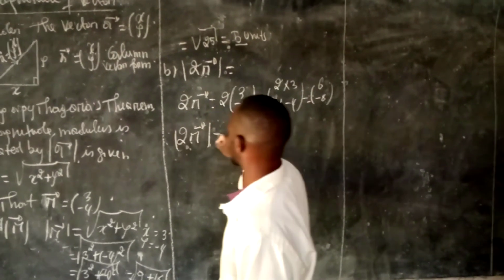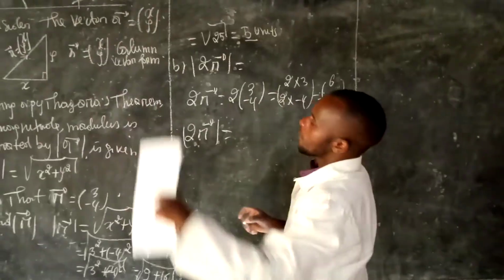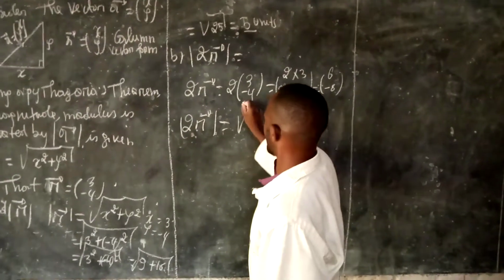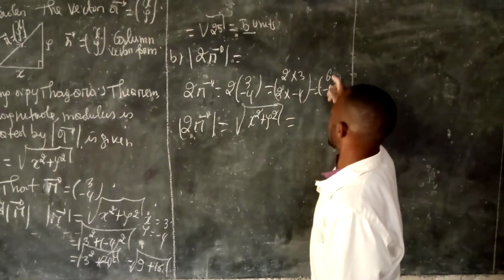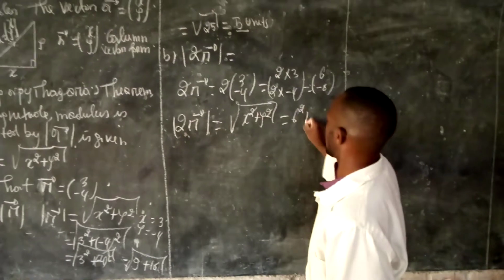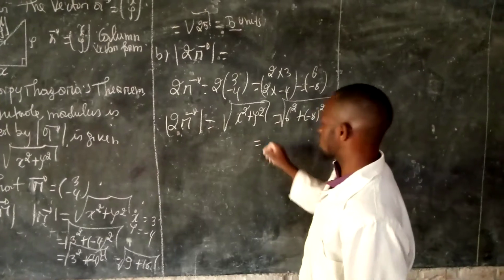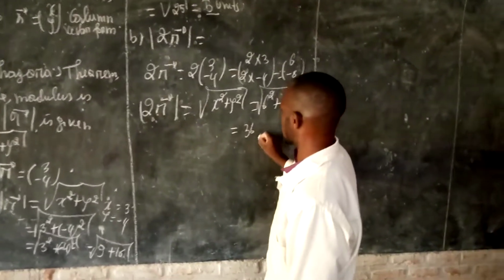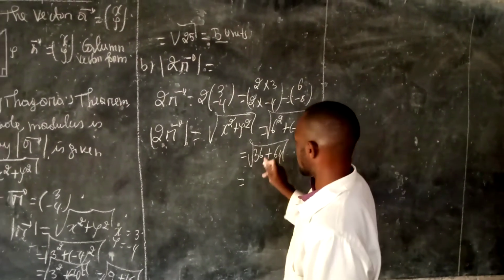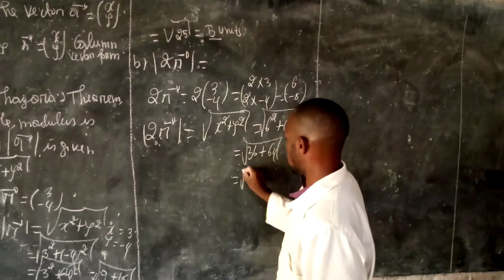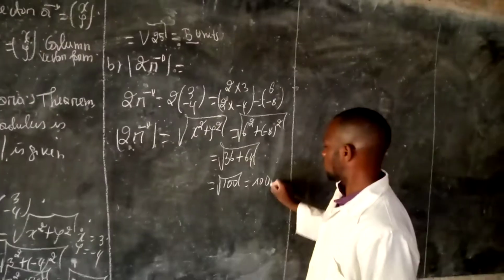And now let us find the modulus of 2R, the length. Means that we are going to change this vector into a scalar. We get the square root of x squared plus y squared, where x is equal to 6, so we get 6 squared plus negative 8 squared, in square root. 6 squared we get 36 plus 8 squared we get 64, in square root, and now 36 plus 64 we get 100, which is the square root of 100, equal to 10 units.